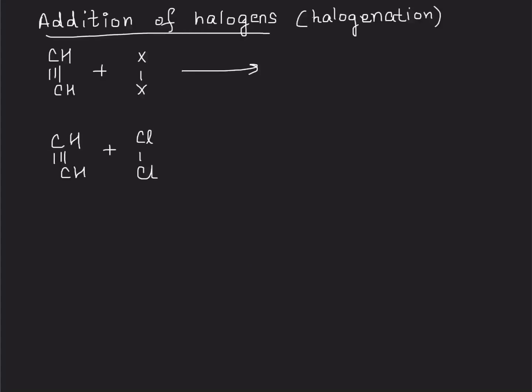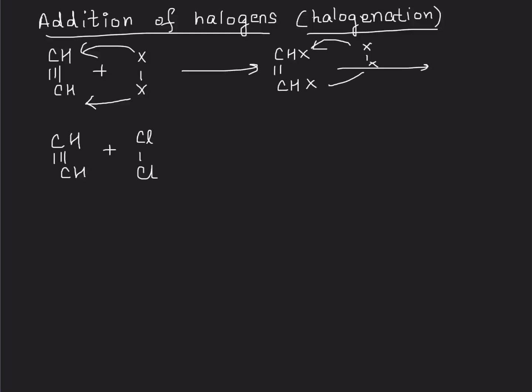Addition of halogens, also called halogenation. Simple, I'll write the fundamental reaction, CHX double bond CHX, right? Here we go, the pi bond breaks. Next step, another pi bond will break, so XX, and so we get here a tetrahalide, CHX2 single bond CHX2, right?